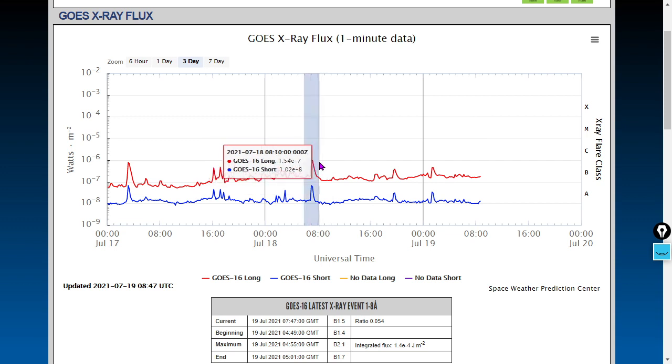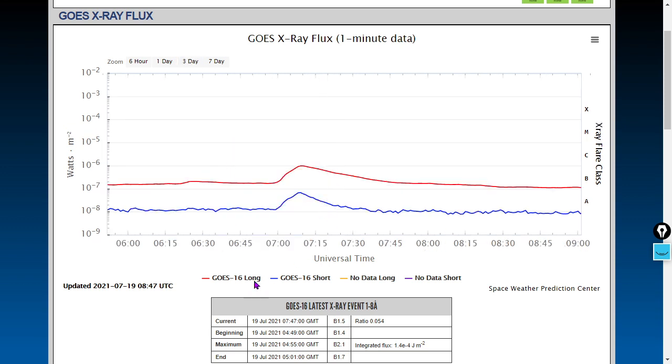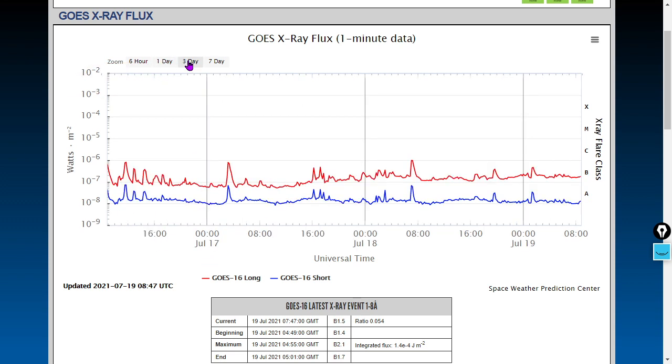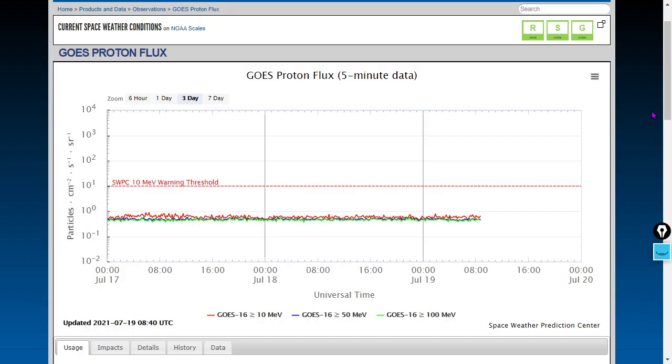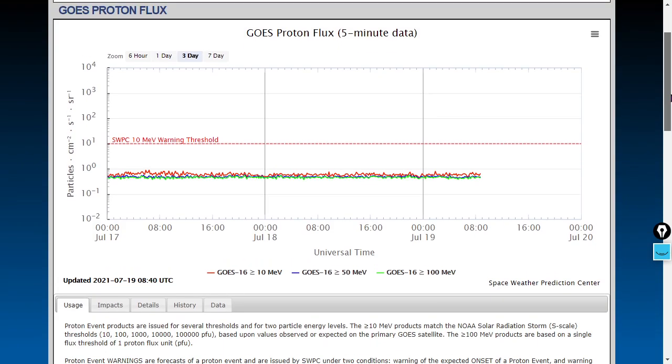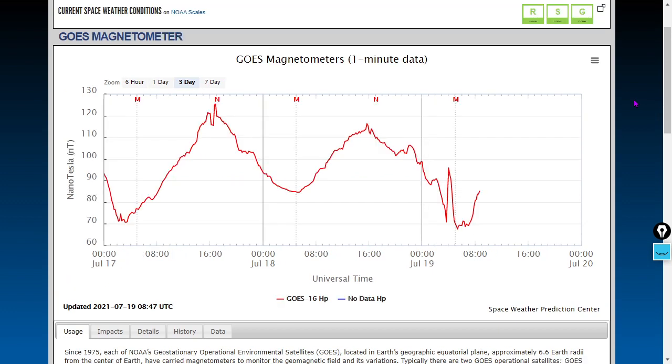You know what? I think that actually was a C class. It looks like it just barely got into the C range there. But in any case, there's the 3-day chart. Proton flux not showing any spikes. No surprise there. No coronal mass ejections headed Earth's way either.